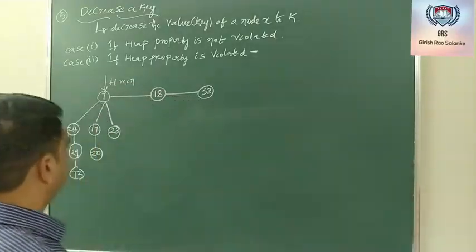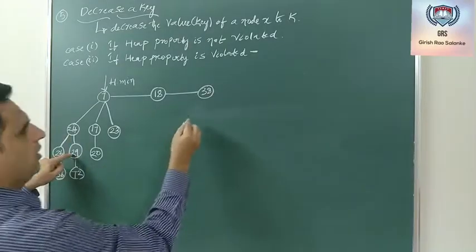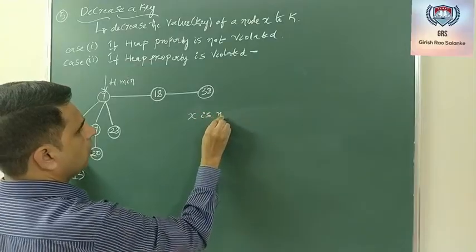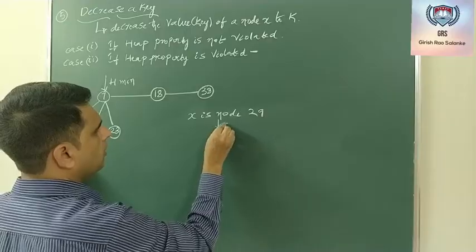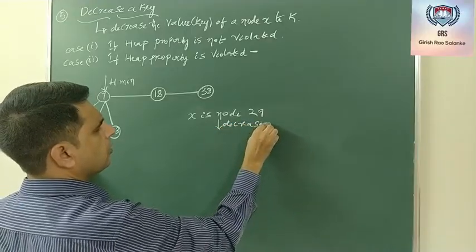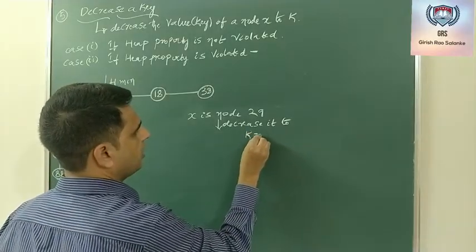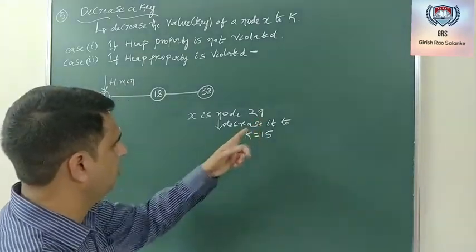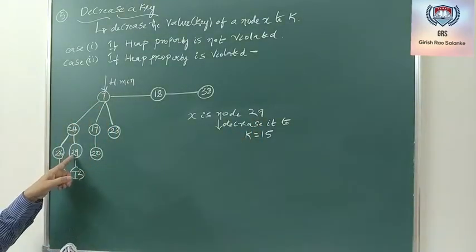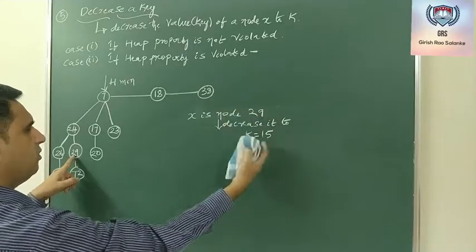Now let me take this itself as my heap, wherein now I want to decrease 29. So X is node 29 and I want to decrease it to, let me take K is equal to 15. Now what happens? I will locate node 29. I have located node 29. Now on locating node 29, I will decrease the value of key of X, which is 29, to 15.